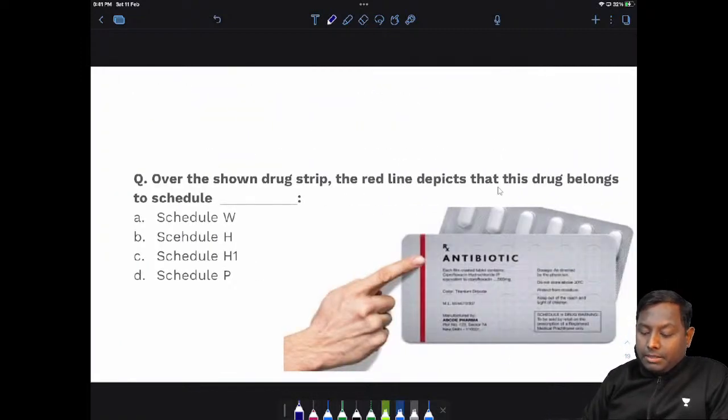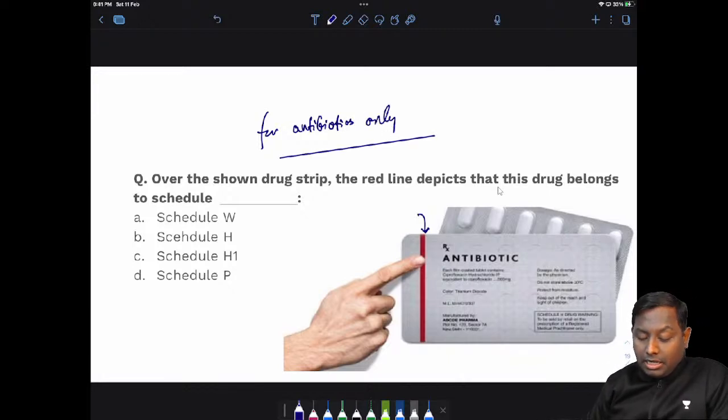Over the shown drug strip, the red line depicts that the drug belongs to. So the red line, what does it mean, right? This red line is mainly for antibiotics only. Red line on the left hand side, it is mainly for the antibiotics only. Only antibiotics will have this red line, no other class of drug.